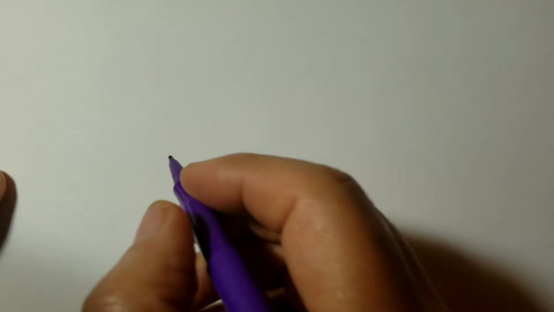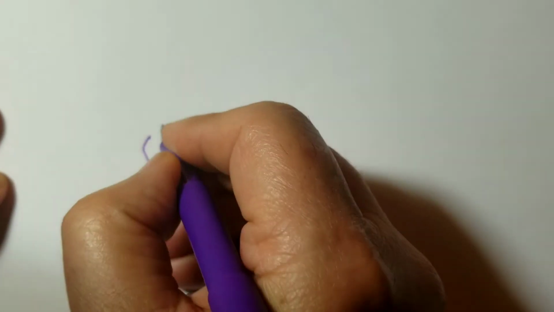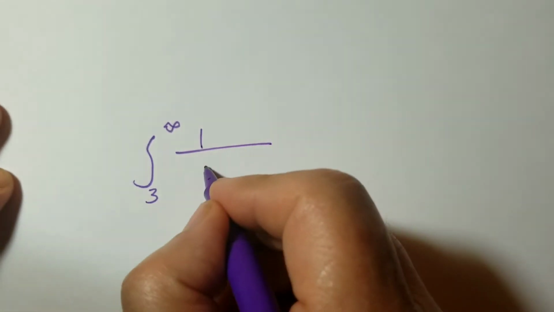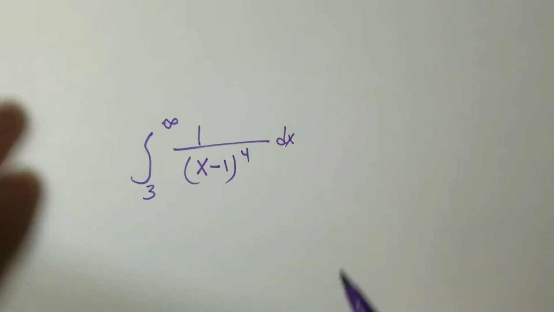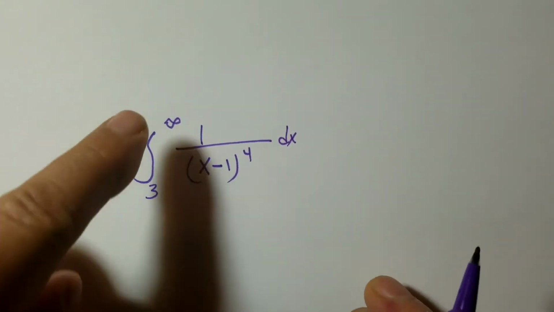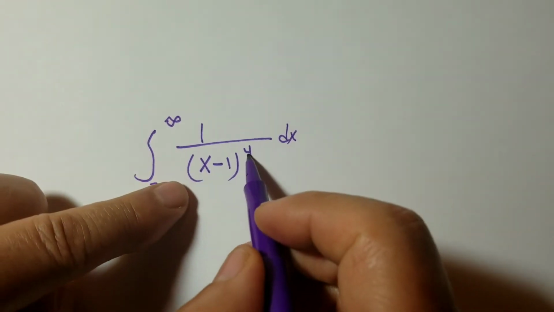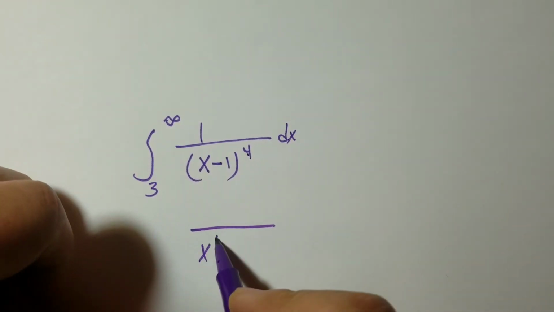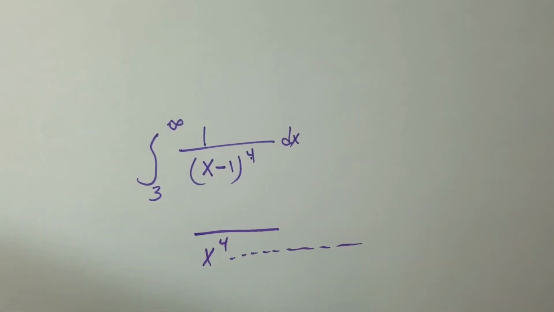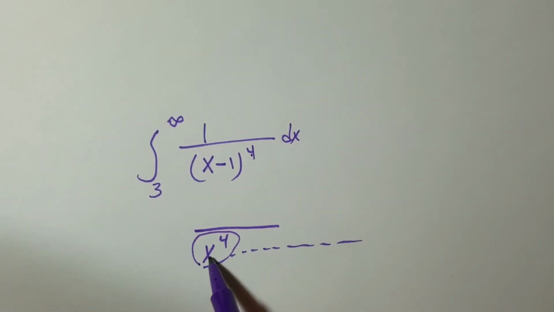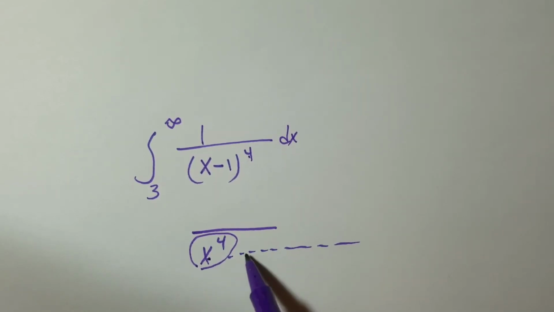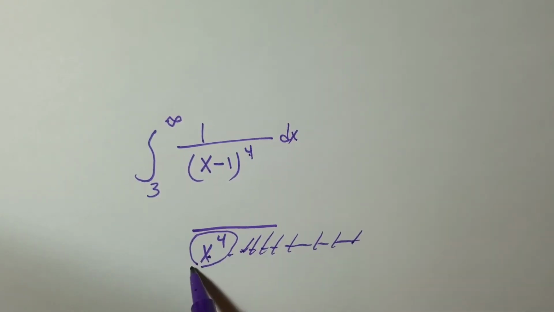Next, I'm going to go 3 to infinity. I'm going to do this one very quick, 1 over x minus 1 to the power of 4 dx. That is improper. Remember, when I expand that one, you're going to have x to the power of 4 plus a whole bunch of other terms. This is a leading variable. As it goes to infinity, who cares about the rest? The leading variable is the most important part.